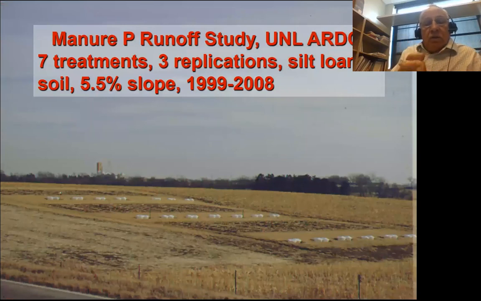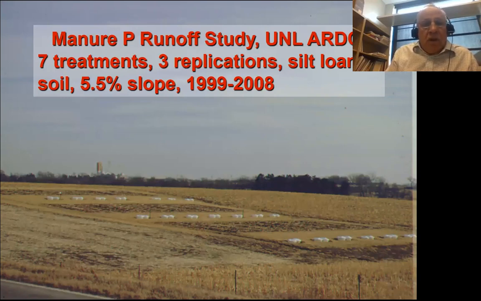So one study I'll speak of ran from 1999 to 2008. It was at our Eastern Nebraska Research and Extension Center. The soil was a silt loam soil with a 5.5% slope. We had 21 plots, each of 0.01 acre, and then the runoff from these plots fed into two tanks where we could measure the amount of water and sediment and get our samples for analysis from each rainfall event or runoff event.